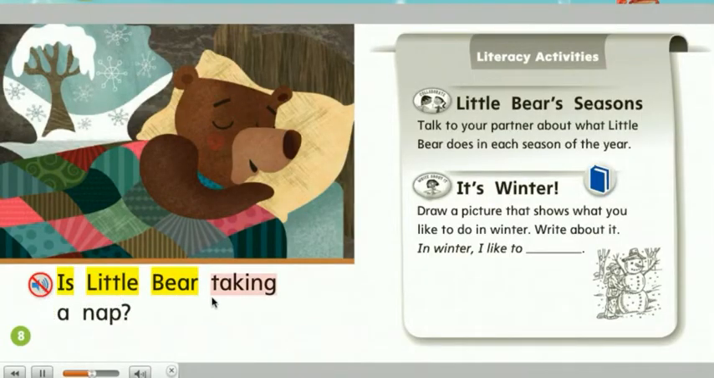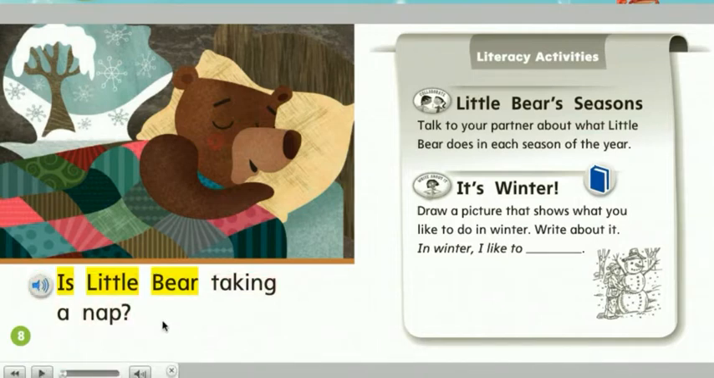Is Little Bear taking a nap? Oh, as you can see here, they changed the ending mark, the punctuation mark. They have a what? Hopefully you said a question mark. A question mark is used if you're asking a question. Let's read it again and see if they're asking a question. Is Little Bear taking a nap?